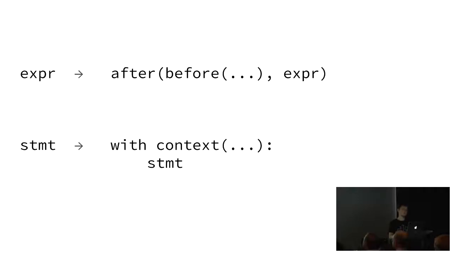That is the essence of what Birdseye does, but on an insane scale. Every expression is replaced with two function calls. Because of the order in which Python evaluates things, first it calls the before function, then the original expression, and then the after function. Every statement is wrapped in a with block. So that gives four main hooks: before an expression, after an expression, before a statement, and after a statement. And this gives me complete information to track everything that's happening in the program.